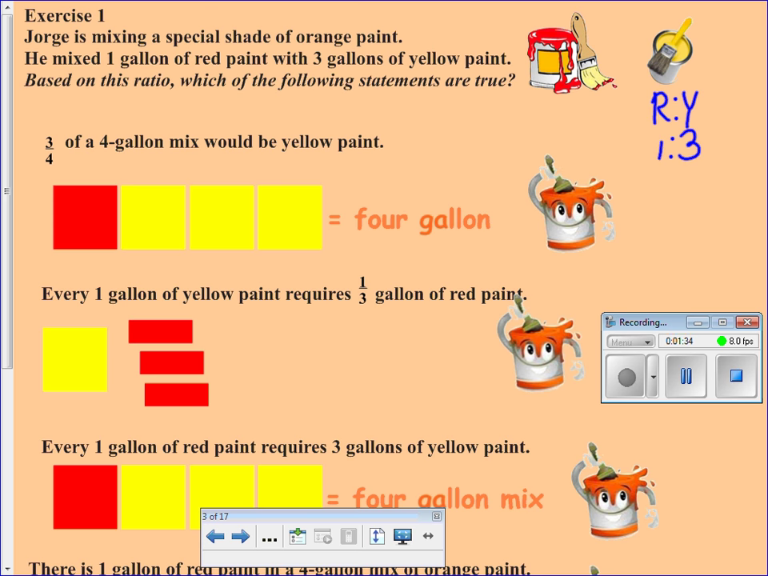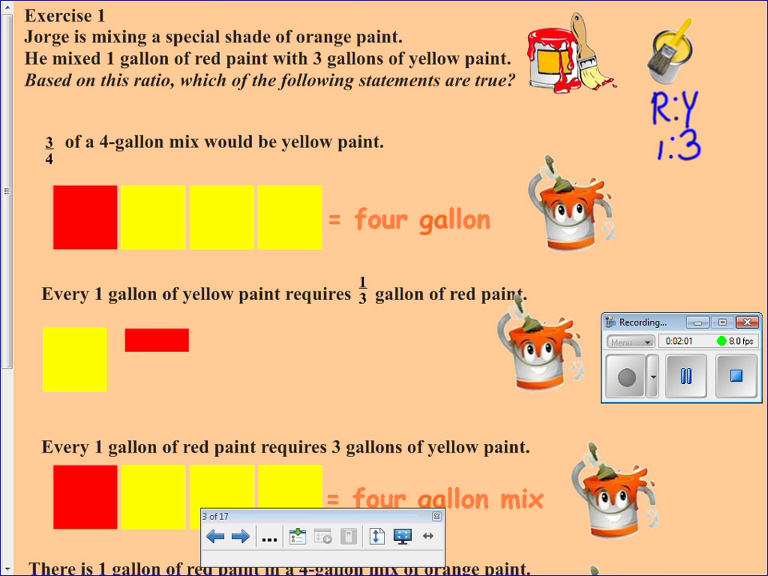So using the paint chips on your table, draw a tape diagram. There's enough for 2 sets at each table. Working with the person next to you, use the paint chips to draw a ratio table that shows 1 red for every 3 yellow. So now we're looking at 1 gallon of red and 3 gallons of yellow. When I mix them to make orange, how many gallons of orange am I going to have? You're going to have 4 gallons, right.